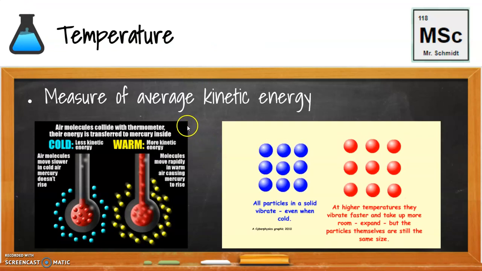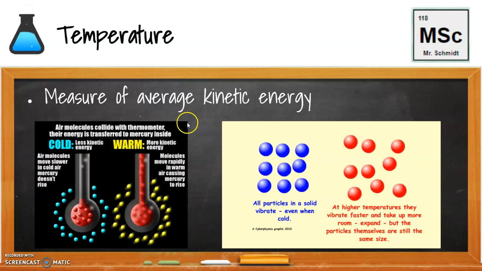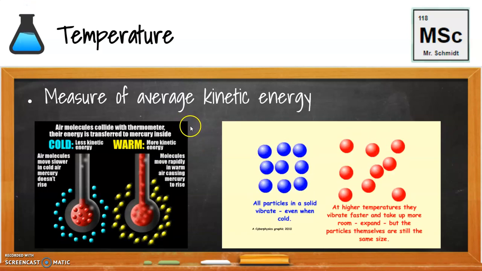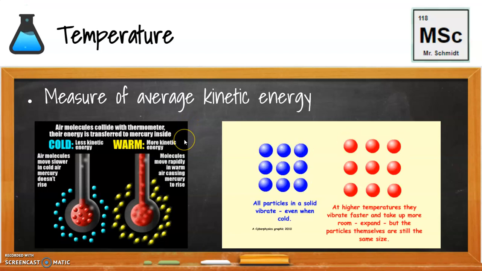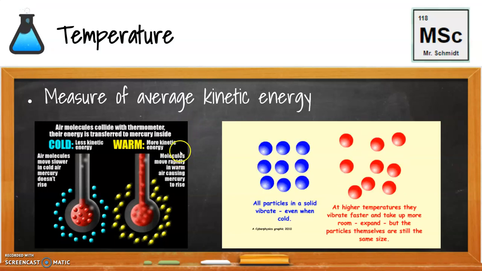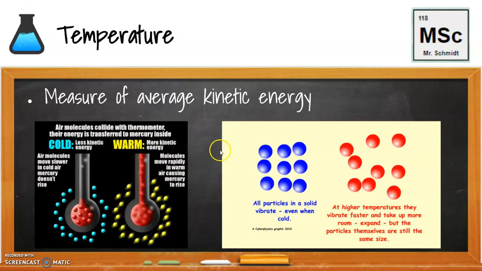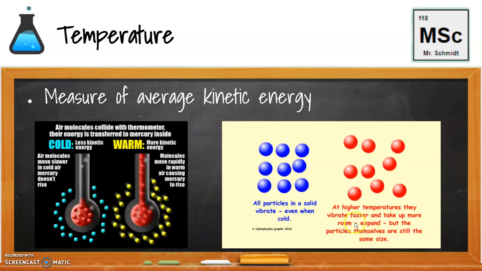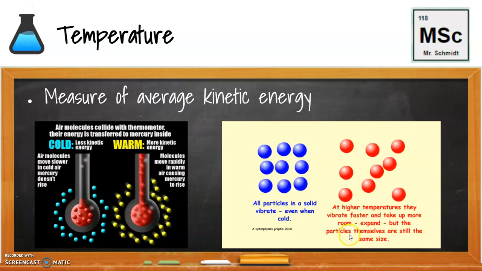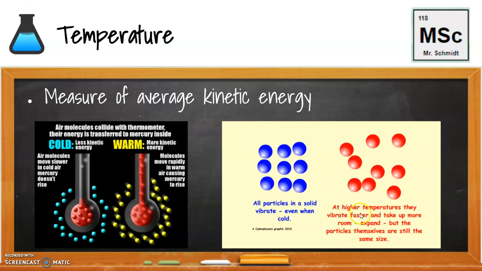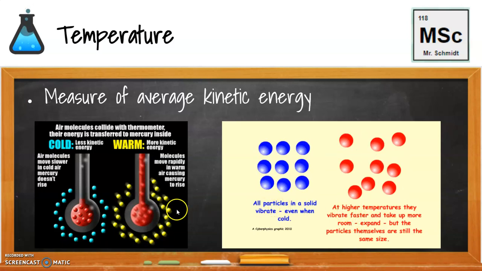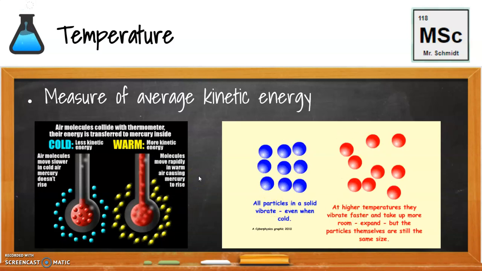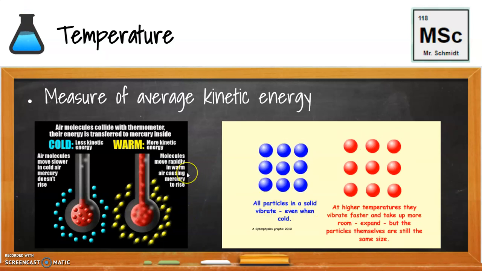The next part of the lesson today is talking about temperature. To measure temperature, what we're doing in chemistry is we're looking at it from measuring the average kinetic energy. So if we look at these two different diagrams here, all particles in a solid vibrate even when they're cold. And at higher temperatures, they vibrate faster and take up more room or expand. But the particles themselves are still the same size. And so that can help you explain some of the concepts here that we're going to be talking about.